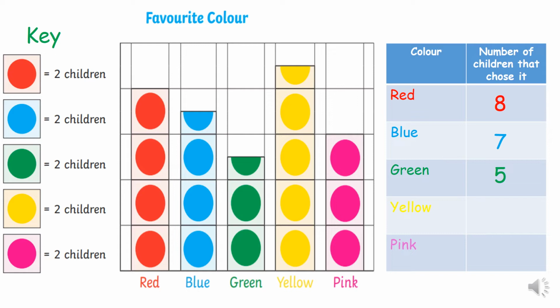So 2, 4, 6, 8. And then half a counter, which is 1. So 8 plus 1 is 9. So 9 children chose yellow.